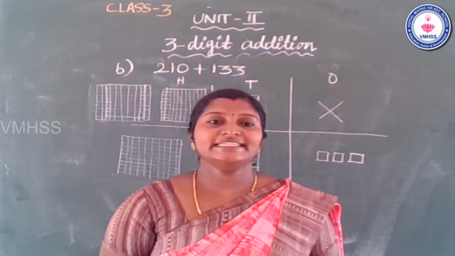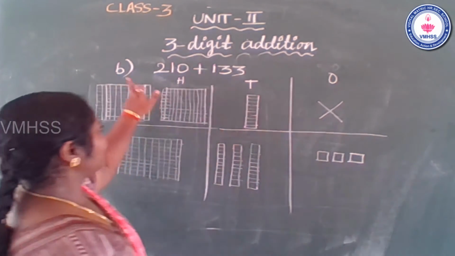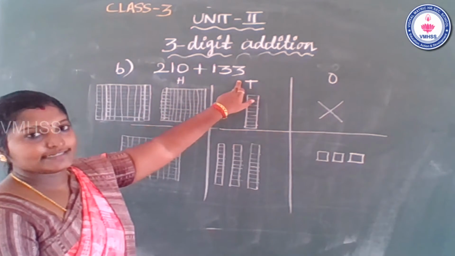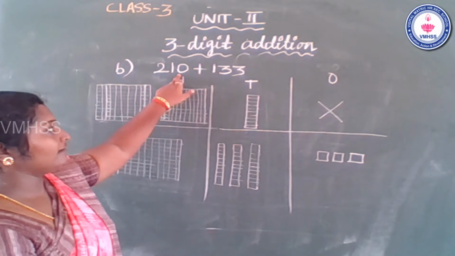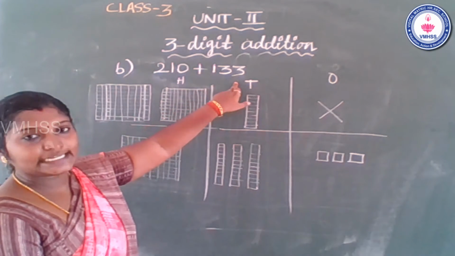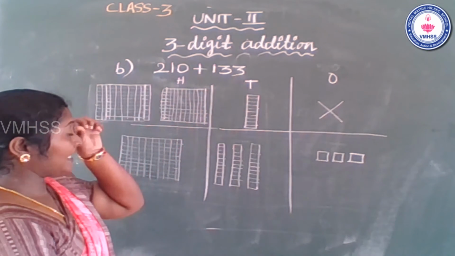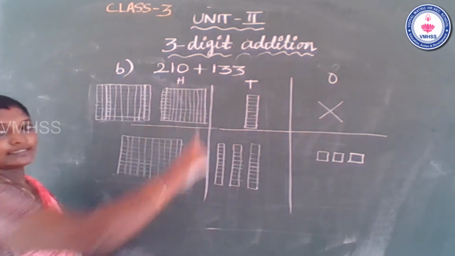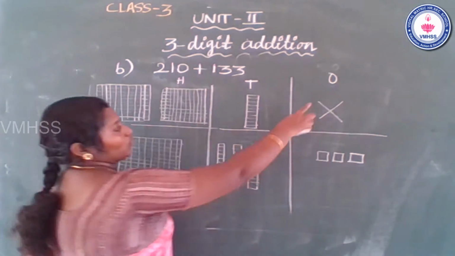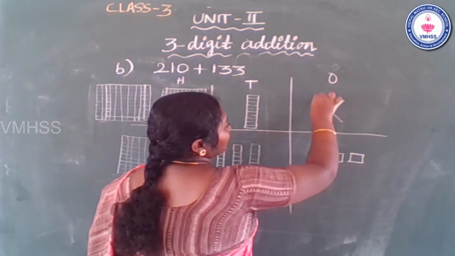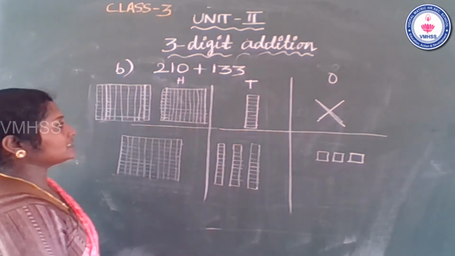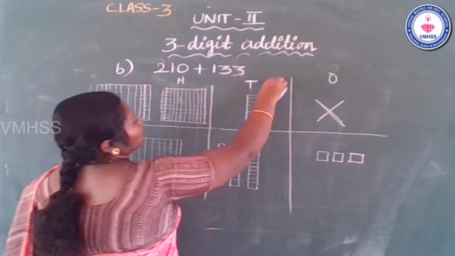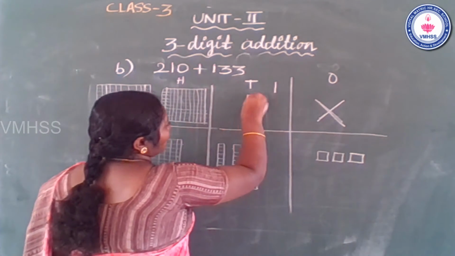Okay, students, please see the board. So the next sum: 210 plus 133. So 210 plus 133. Okay, using place value tape. Okay, so how many ones are there? Very good. 0. Okay, you draw no blocks. So 0. How many tens? Only 1 tens. So 1. So you draw 10 blocks.